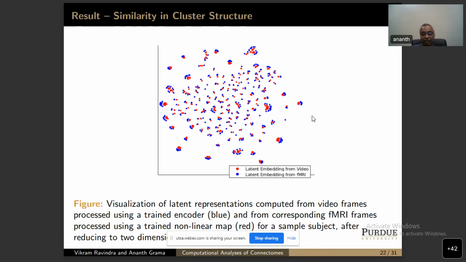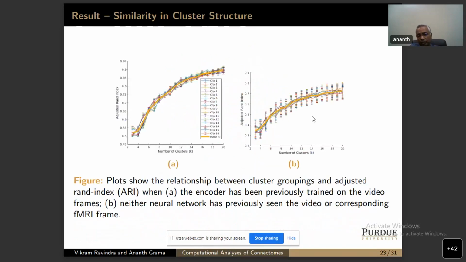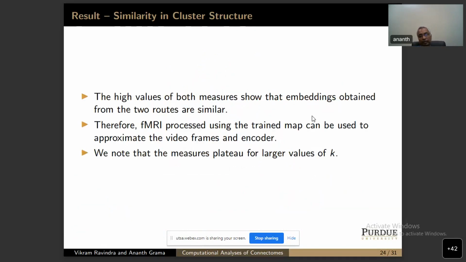So this is a good validation. But numerically speaking, what we also see is that the ARI is actually very, very good, even as you increase the number of clusters to a very large number. So even up to 20 clusters or so, you get very, very good ARIs, which basically tells you that we can predict the latent space very well from the fMRIs. So basically the high values of both measures show that embeddings obtained from the two routes are very similar.